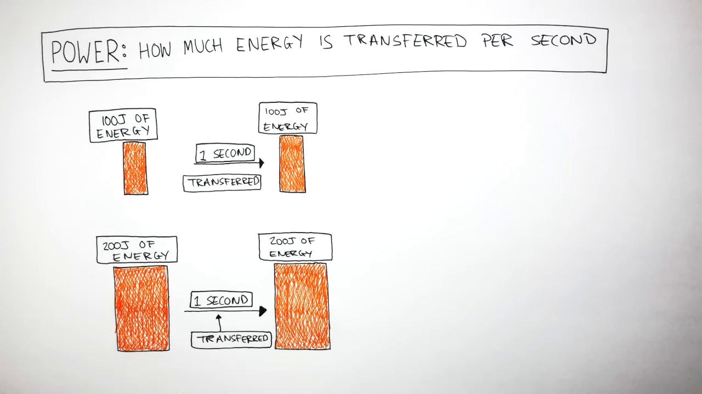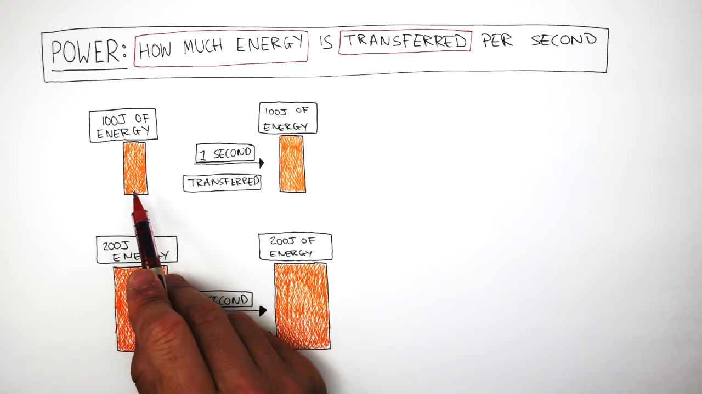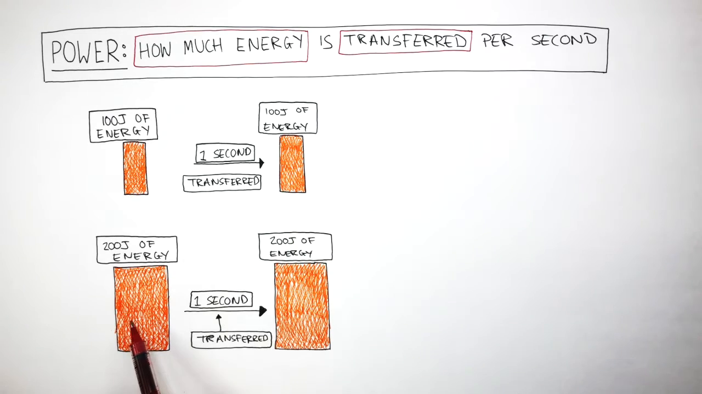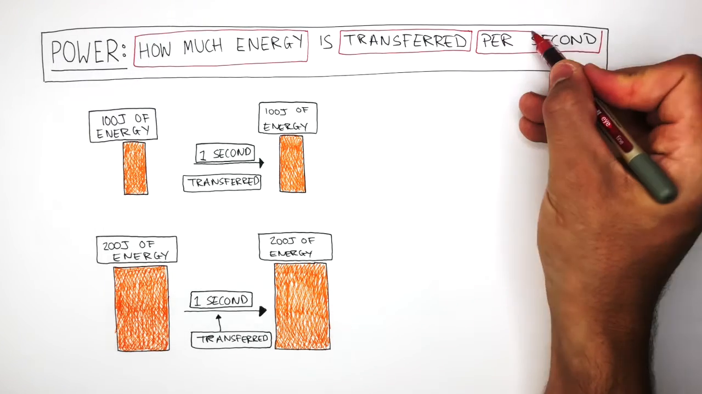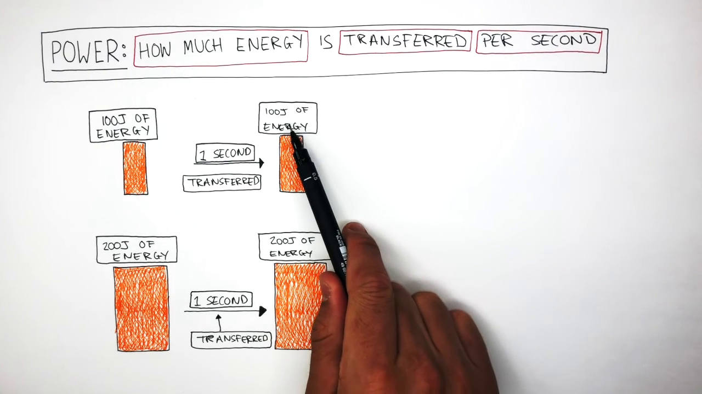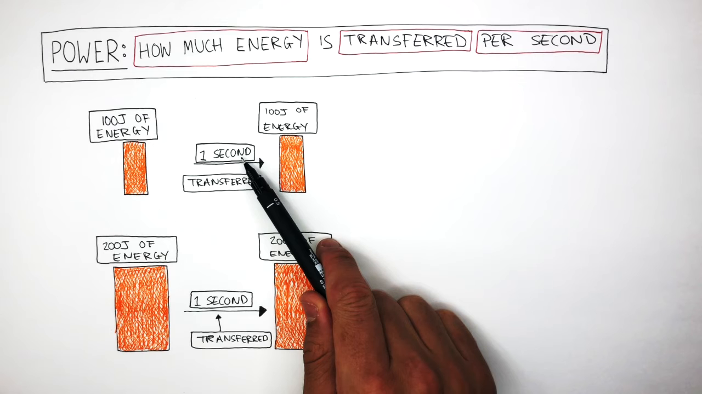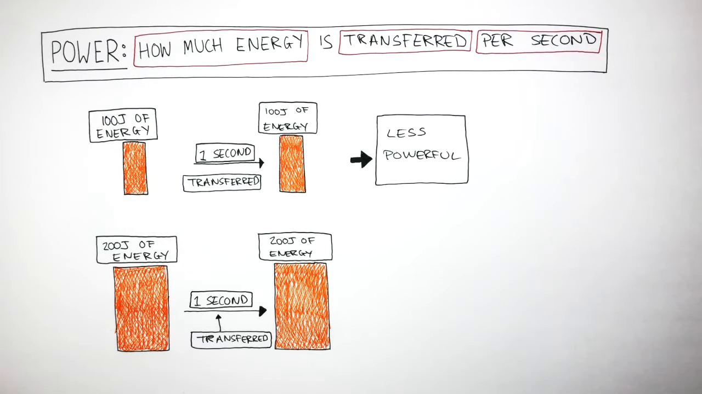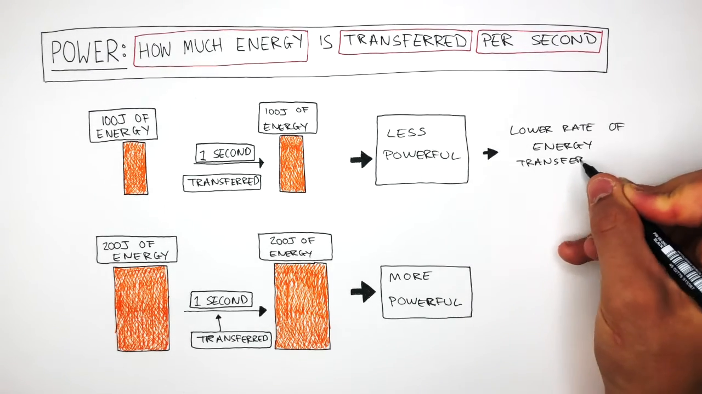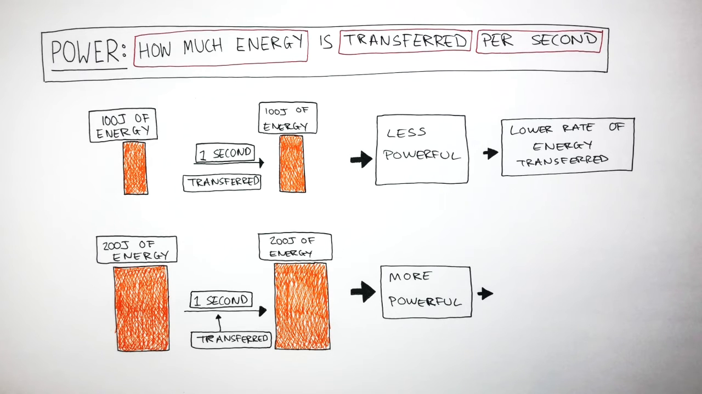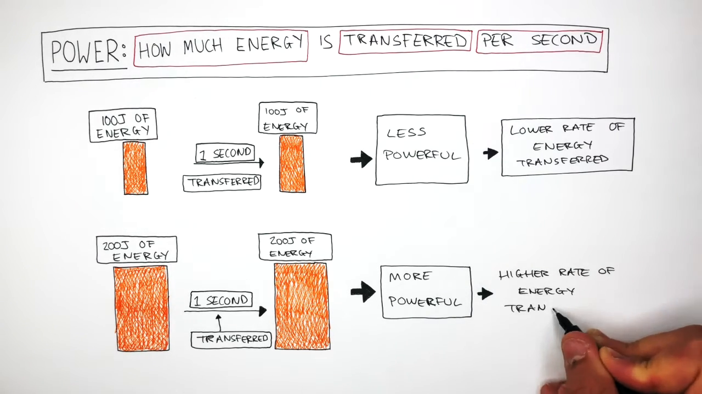This is because power is how much energy is being transferred per second. In the top example, we have less energy being transferred per second. In the bottom example, we have more energy being transferred per second. So because 100 joules of energy has been transferred per second, this example is less powerful. Whereas 200 joules transferred per second, this example is more powerful. Another way of saying less powerful is there has been a lower rate of energy transferred. And another way of saying more powerful is there has been a higher rate of energy transferred.